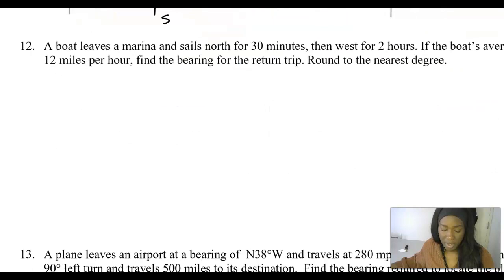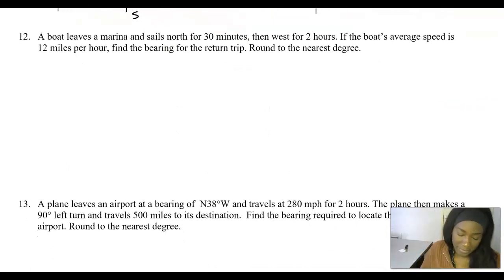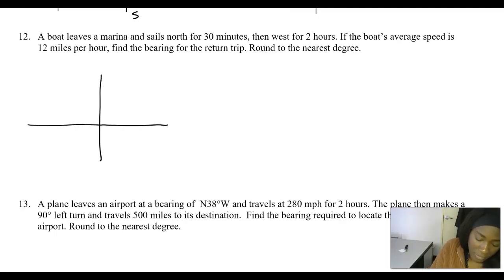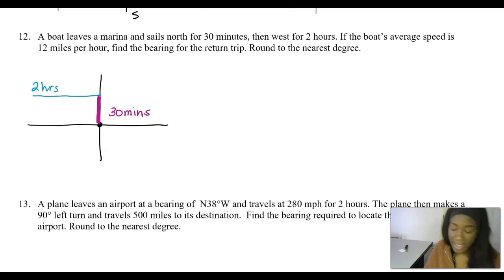In example 12, we have that a boat leaves a marina. So I'm going to go ahead and start setting up a picture for this. A boat leaves a marina. Let's say the marina is right there and it sails north for 30 minutes. So it went north for 30 minutes. And then it sailed west for 2 hours. They tell us that the boat's average speed is 12 miles per hour, and they're asking us to find the bearing for the return trip.